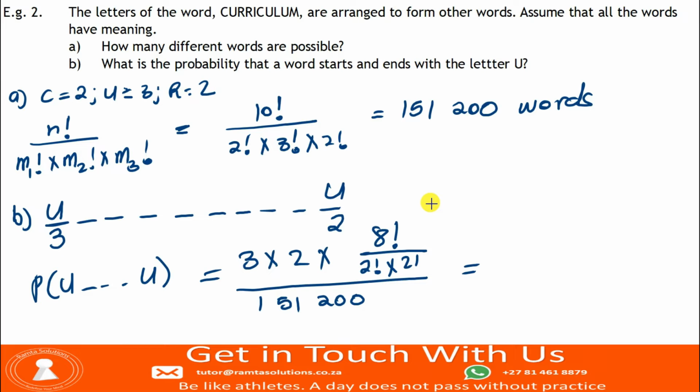3 times 2 times 8 factorial over 2 factorial times 2 factorial, all over 151,200. What do we get? Here we get 2 over 5. So the probability that a word starts and ends with the letter U is 2 over 5. All right. Perfect.